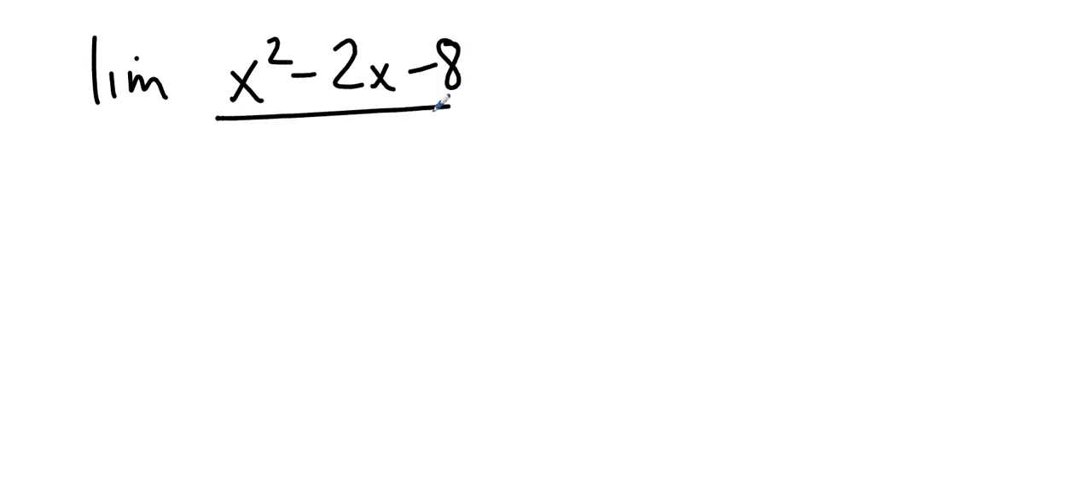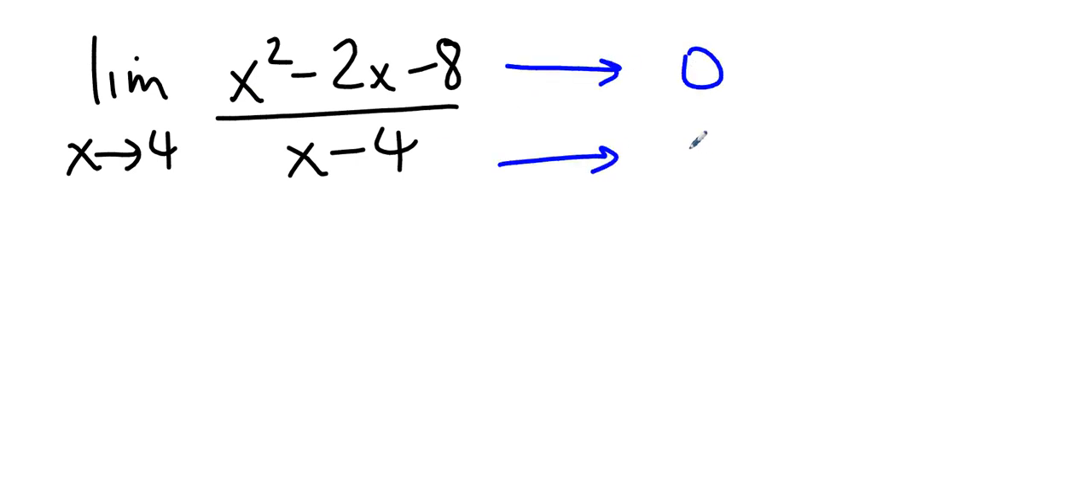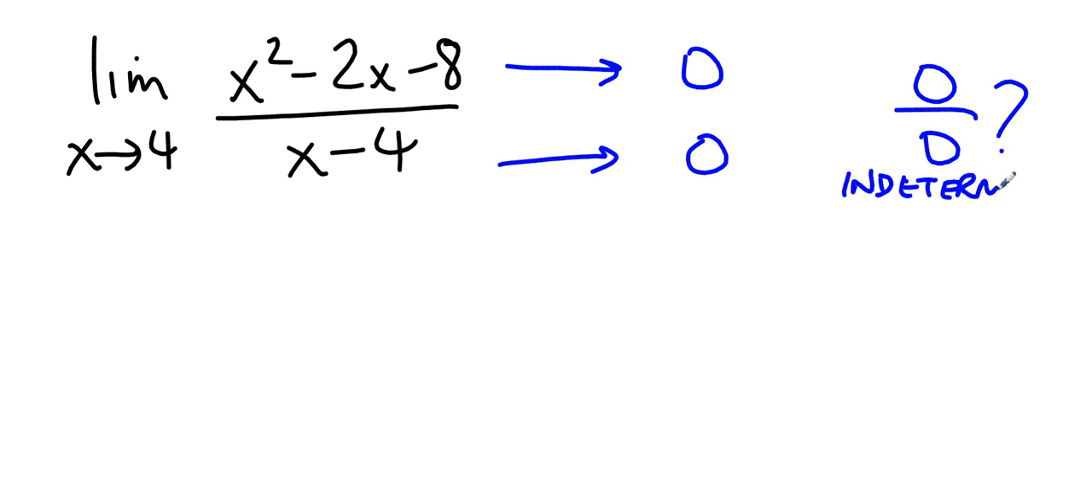Limits work great if you can just plug in the number and go. But what happens if you can't? What happens if you're taking the limit of x squared minus 2x minus 8 over x minus 4 as x approaches 4? Well, when you try to substitute the 4 in, the numerator gets closer and closer to 0, and the denominator gets closer and closer to 0. And what the heck is 0 over 0? Well, 0 over 0 is something that we call an indeterminate form. It doesn't have a value.